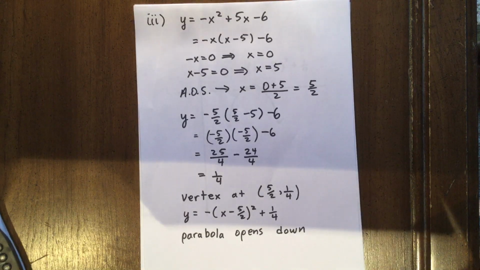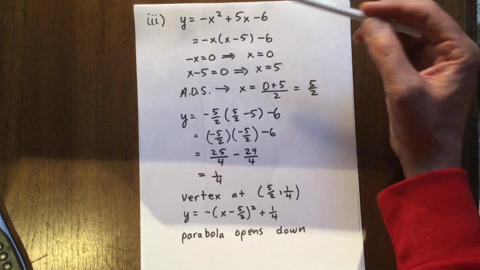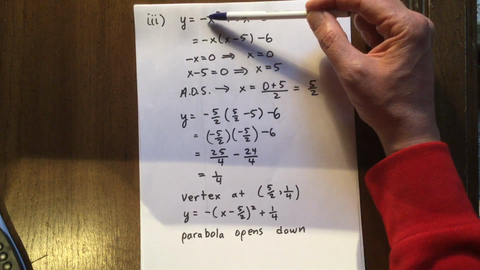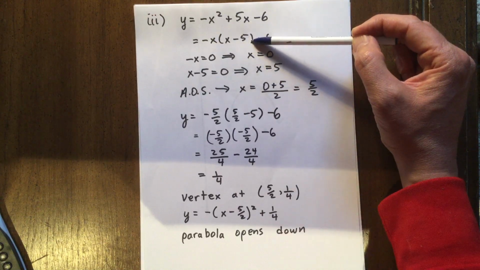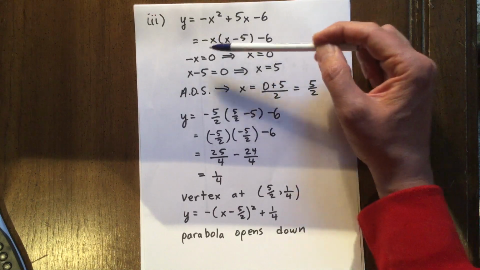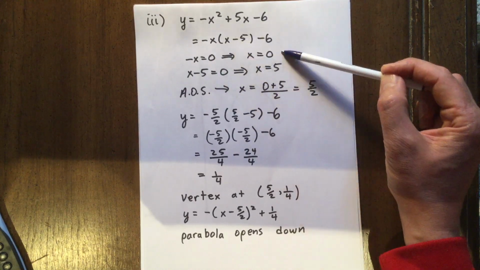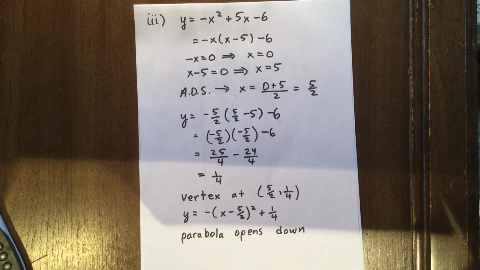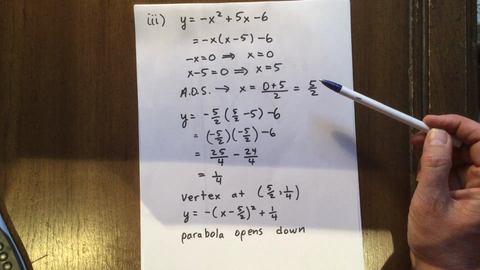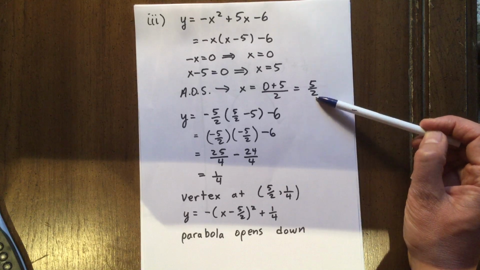For our next question, we have y equaling negative x squared plus 5x minus 6. I can factor negative 1x from the first two terms, and I get x minus 5 in this bracket. I then set this expression equal to 0 and this expression equal to 0. I get x equaling 0 or 5. I add those two together and divide by 2, and the x value of the vertex is now 5 halves.